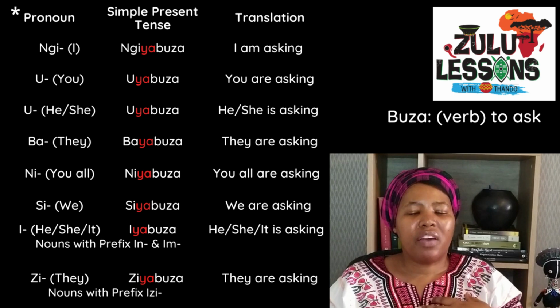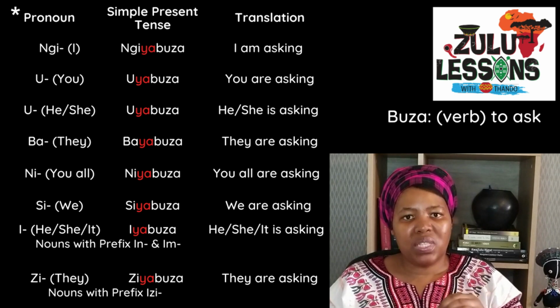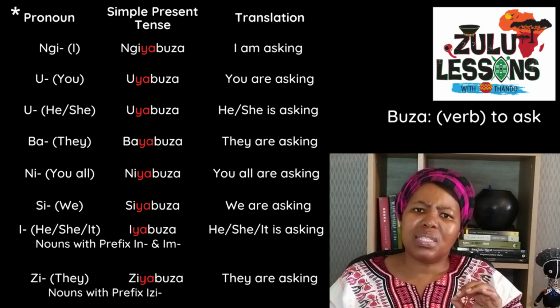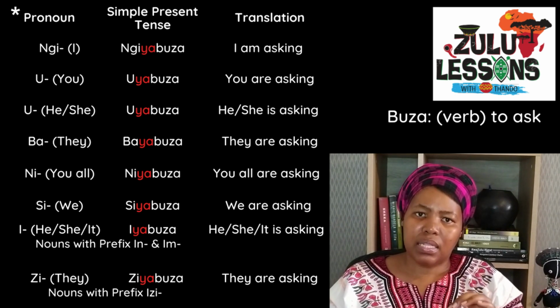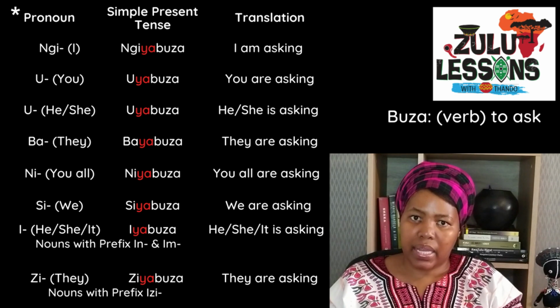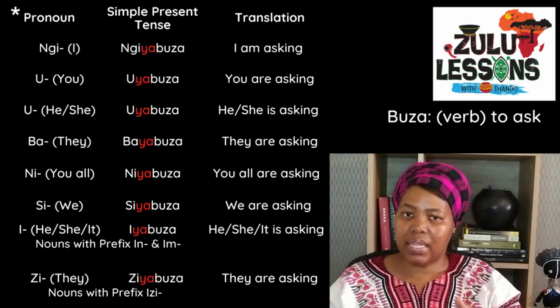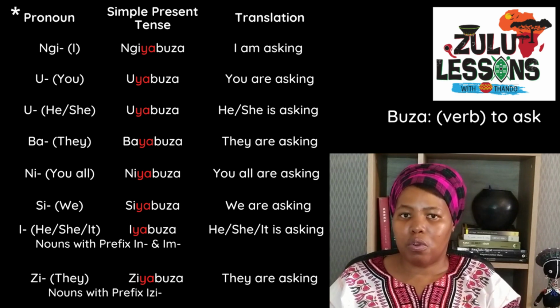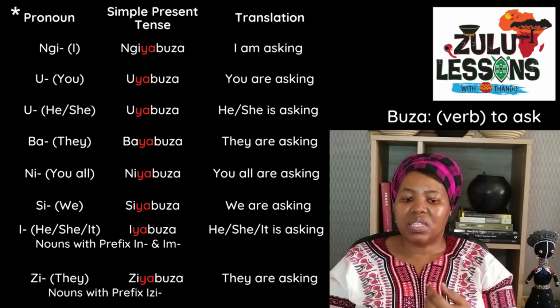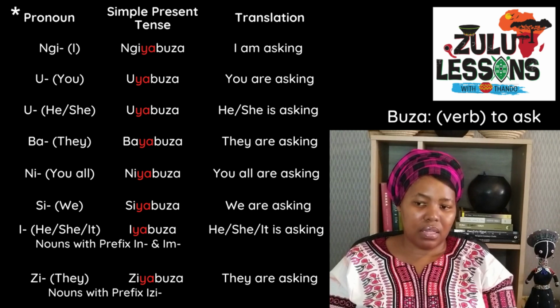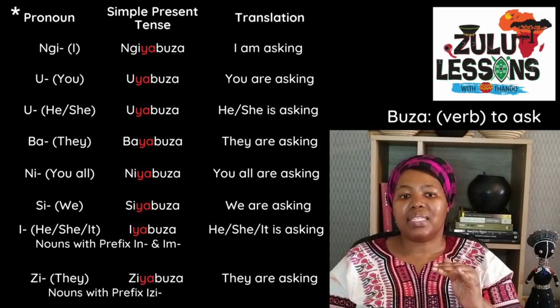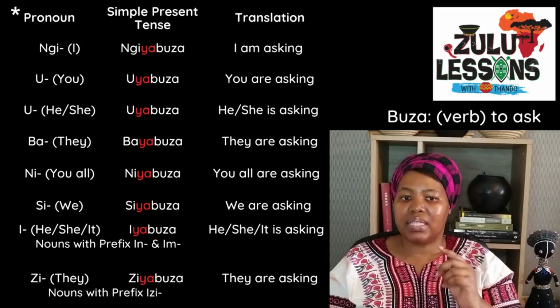And then we have the last one, ziyabuza. So those are nouns that start with izi, easy. That's the prefix for those nouns. So when we are now making sentences about them, the subject concord for them is zi. So ziyabuza, they are asking. So those are the present tense or simple present tense sentences.